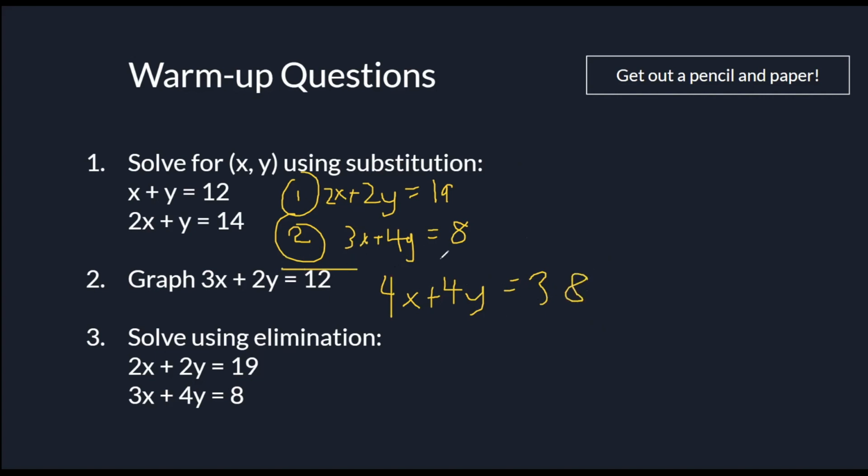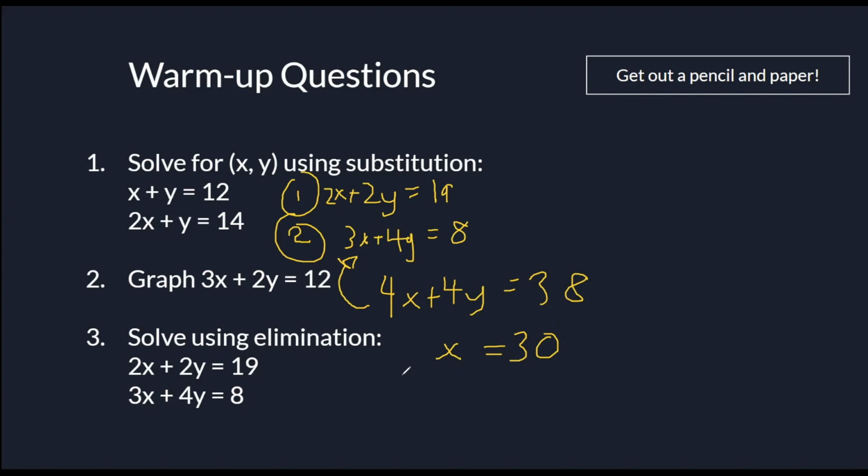Yeah, so we'll subtract. Let's try subtracting equation 2 from equation 1, and then we'll get x equals, so we're subtracting this way, right? We're getting 4x minus 3x equals 38 minus 8. X equals 30. Did you get that? Yeah? No?